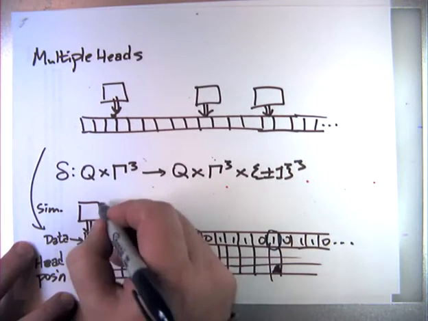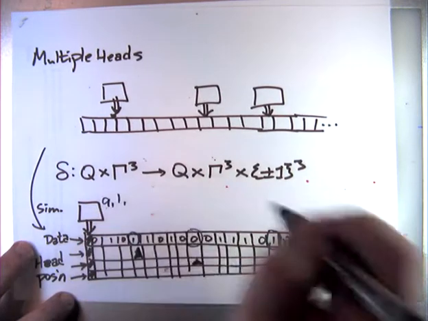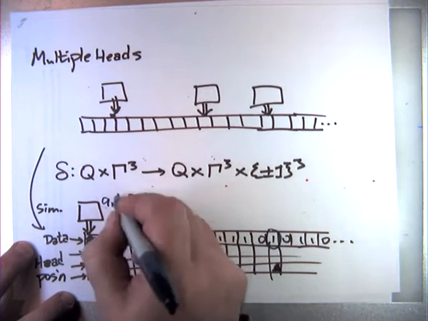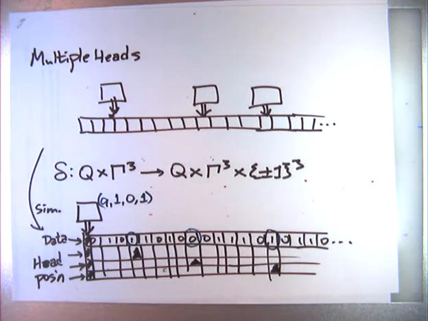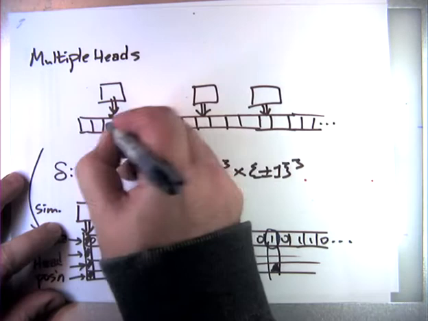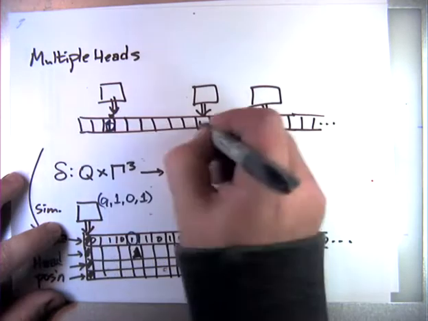And at this point, my internal state is a quadruple. My internal state at this point is storing the state that the simulated machine is in and the 3 symbols that the 3 heads of the simulated machine can read. So 1, 0, 1.